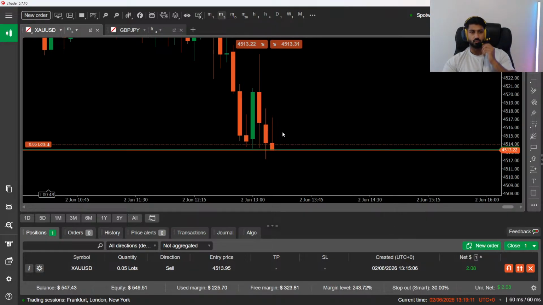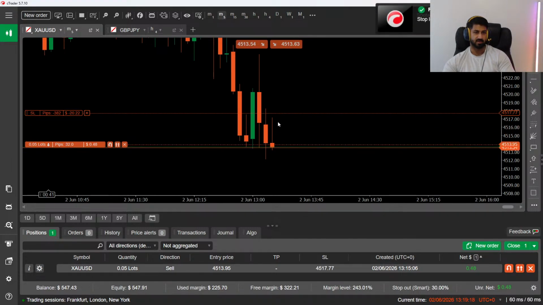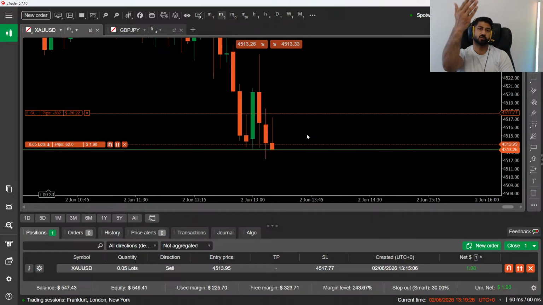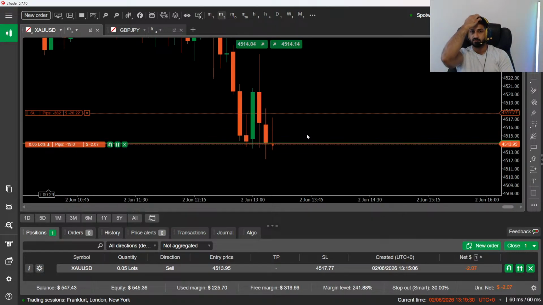Alright, so we formed the top wick. So what I'm going to do here is bring my stop loss to the high of this candle. Because once a candle has created a top wick and it should continue to push down, there is no reason for it to come back and break its own high. At that point, my idea of sell is invalidated.